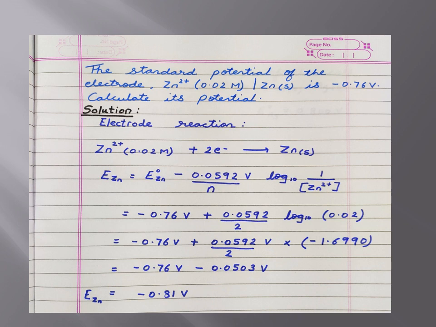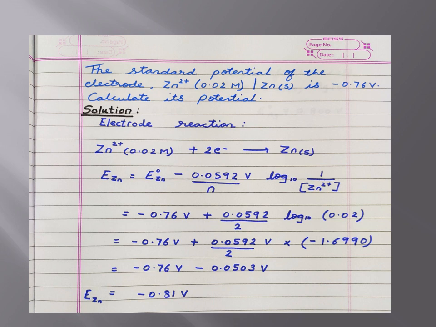Students, this numerical is based upon the Nernst equation where we are supposed to find out the electrode potential. The Nernst equation can be used to calculate cell potential and electrode potential. I am reading the numerical. The standard potential of the electrode Zn2+/Zn is minus 0.76 volt. Calculate its potential. So students, over here the standard potential of zinc, that is E0Zn, is given to be minus 0.76 volt, and we are supposed to find out the potential, that is EZn.